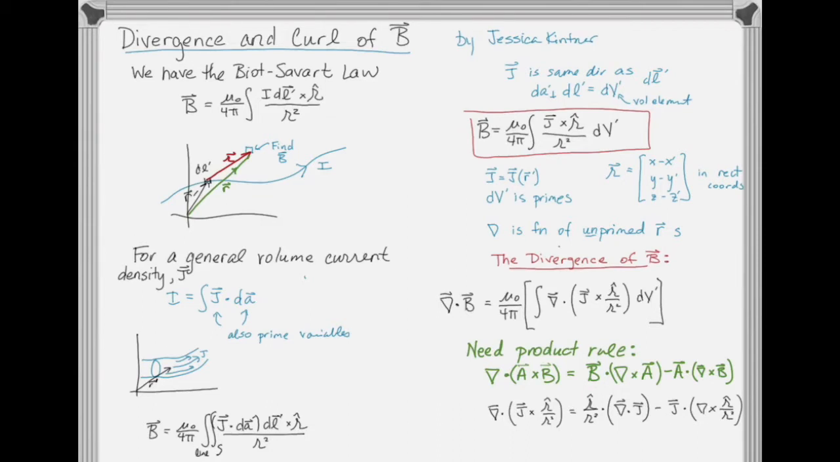If I let A be J and B be scripty R hat over scripty R squared, then del dot J cross scripty R hat over R squared equals scripty R hat over scripty R squared dotted into del cross J, minus J dot del cross scripty R hat over R squared.